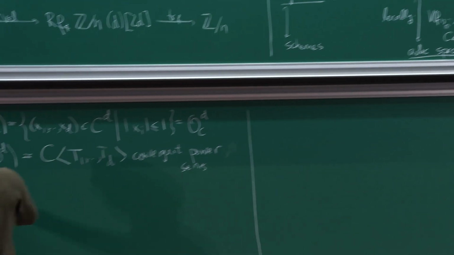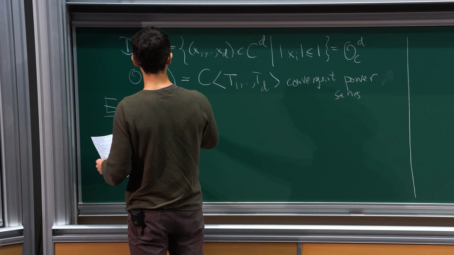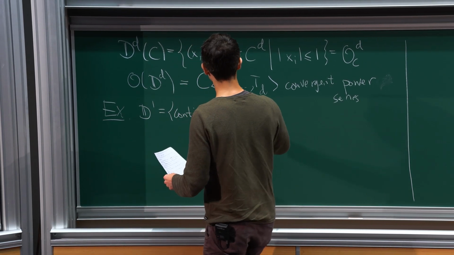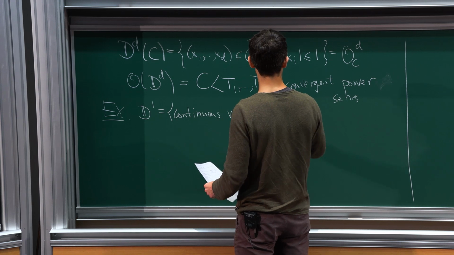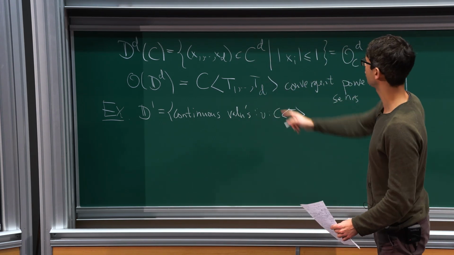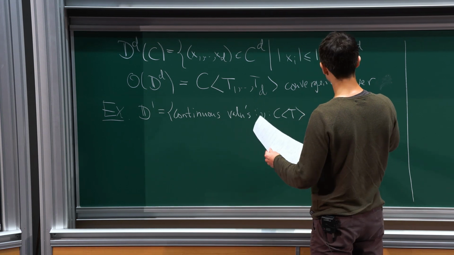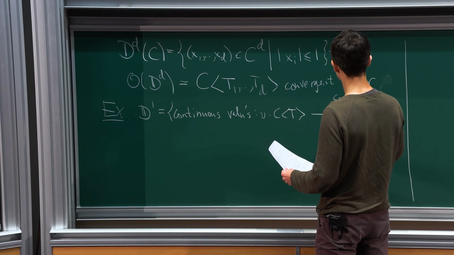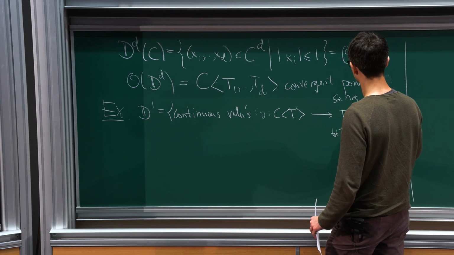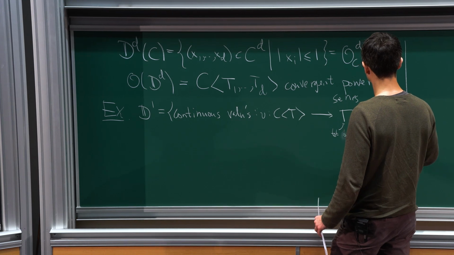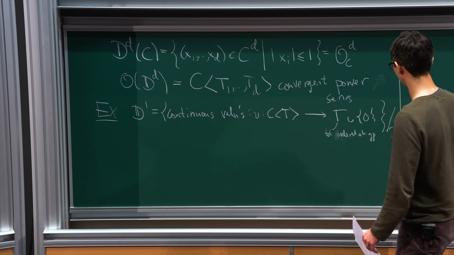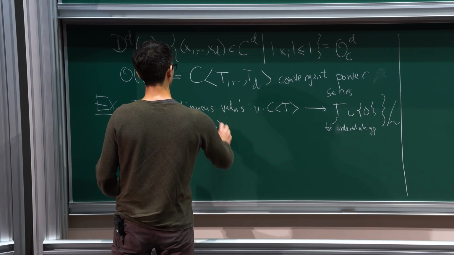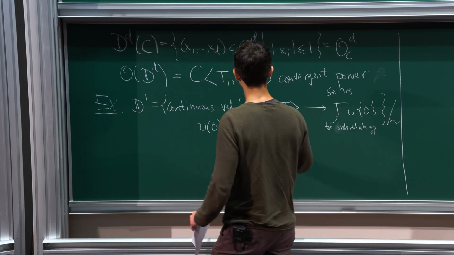And so the example of the unit disk, these would be continuous valuations from a convergent power series in one variable to some totally ordered abelian group, subject to some conditions. So there's the usual conditions that one requires of a non-Archimedean valuation.